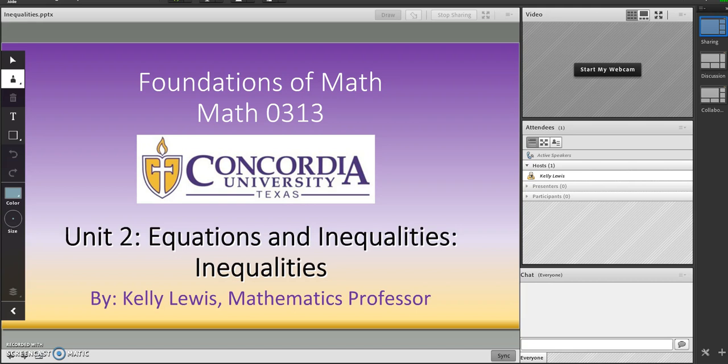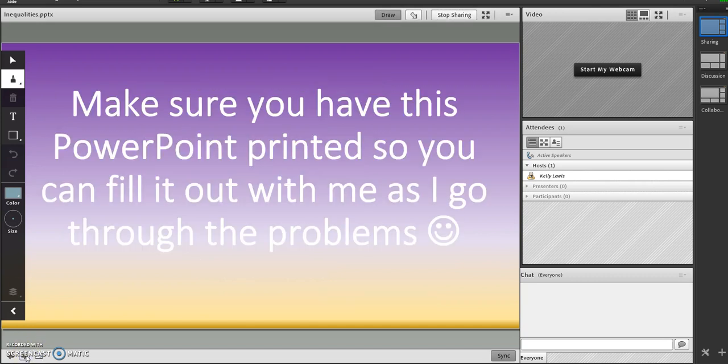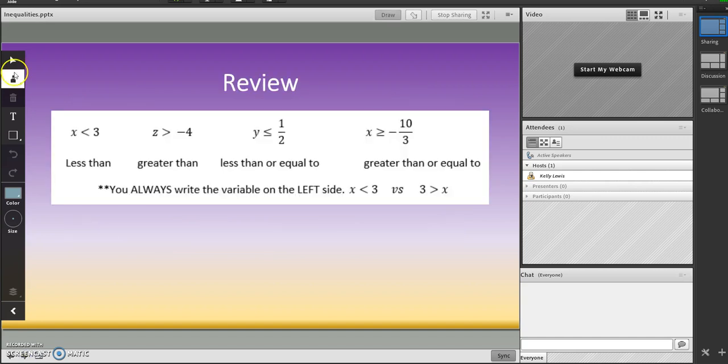And the first part about inequalities that we're going to talk about is the notation. Make sure you have this printed out so you can do it with me. We have less than, where it points to the left, it points to the smaller number. We have greater than, where the bigger part is on the bigger number. It points to the right.